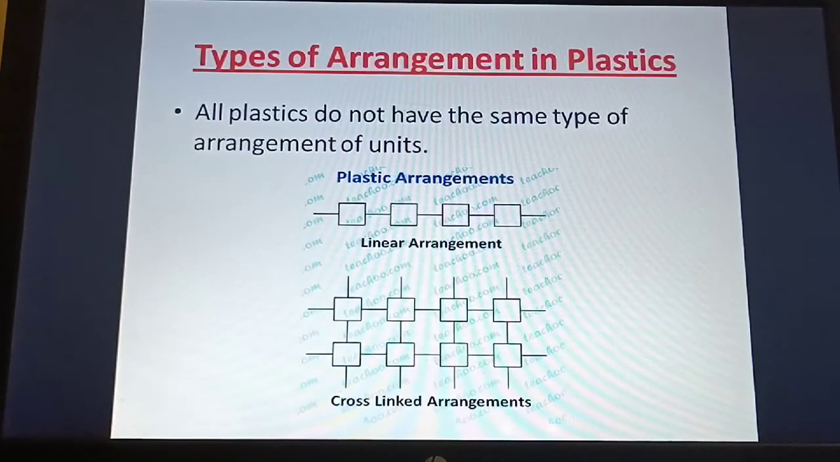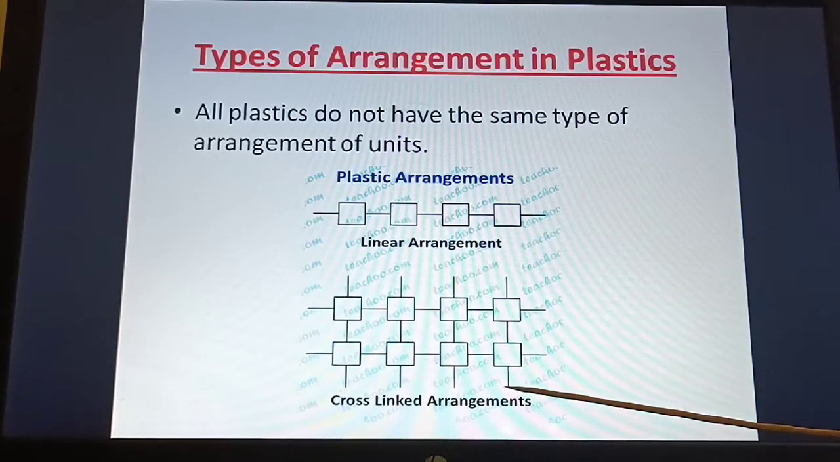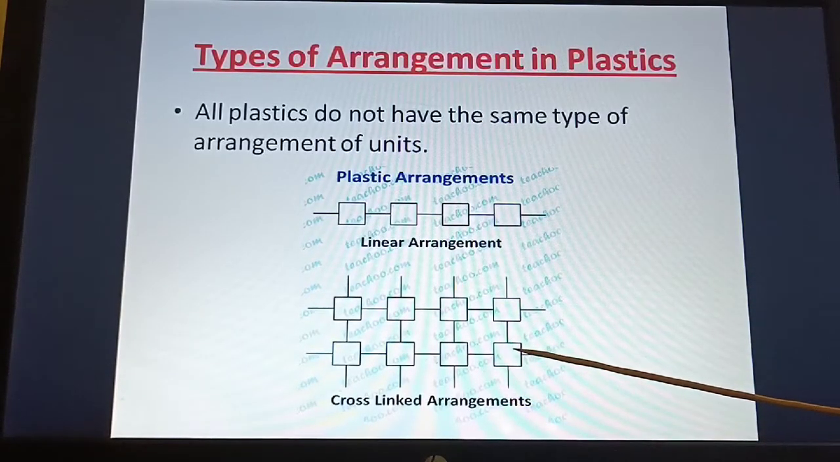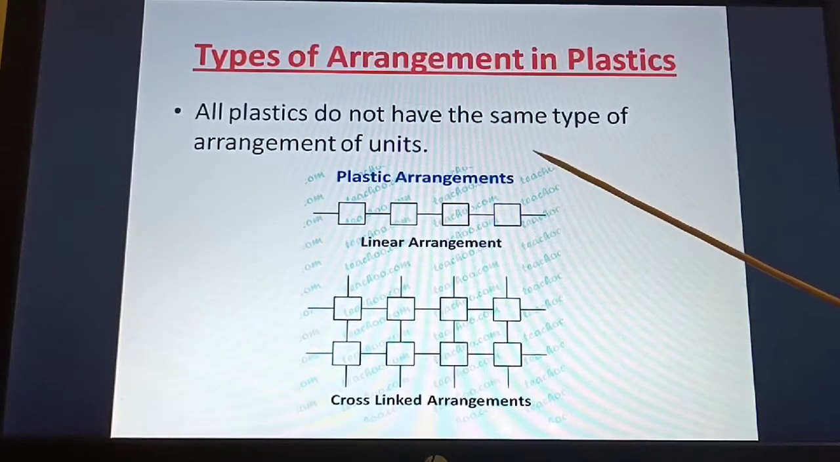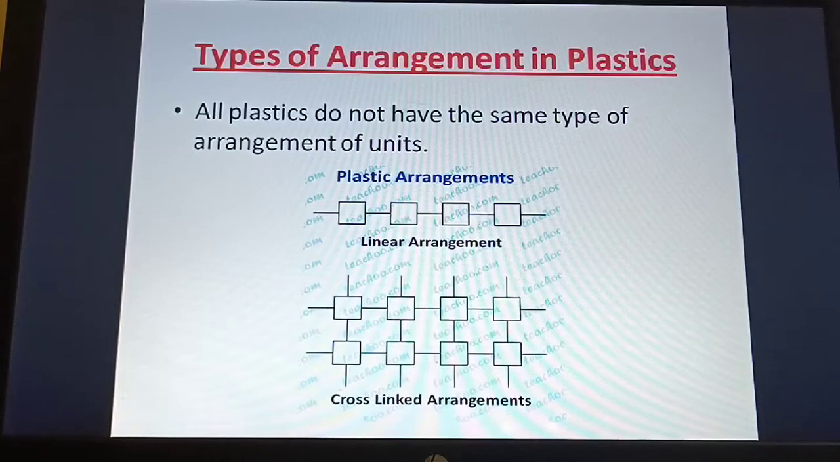Now, types of arrangement in plastics. There are two types: linear arrangement and cross-linked arrangement. This is linear, this is cross-linked arrangement. All plastics do not have the same type of arrangement of units.